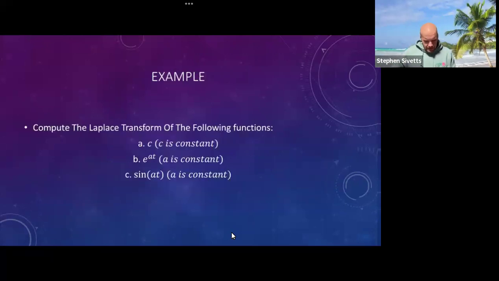So we want to compute the Laplace transform for the following functions, right? Let's say c, excuse me. So let's compute the Laplace transform for a constant. We can compute the Laplace transform for e to the at and then sine of at, let's say. Okay. So for part A, right? So we're going to look at the Laplace transform of a constant.